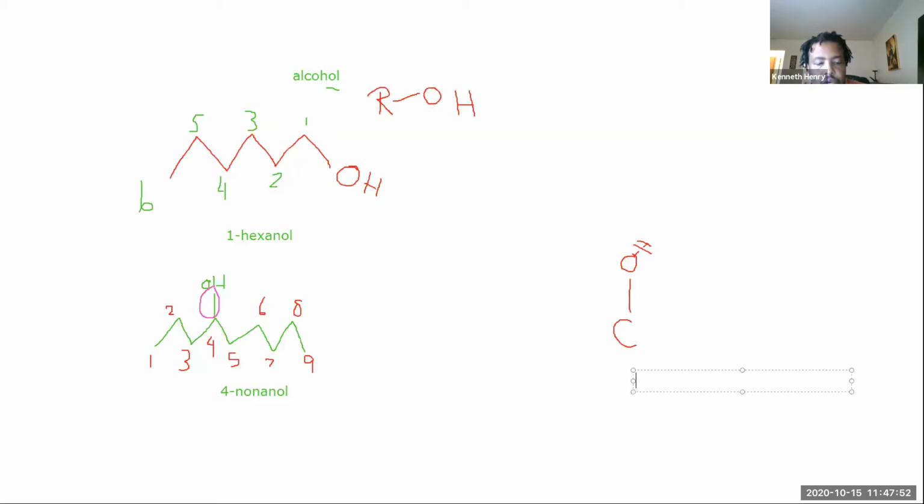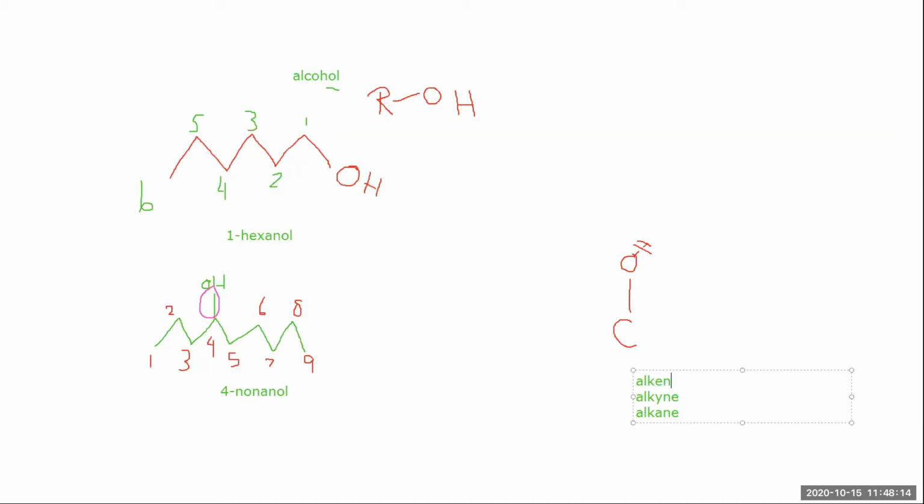Okay, so we had alkanes has the lowest priority. Who's second? Alkyne. But who's top dog so far? Okay, and now alcohols are above them.